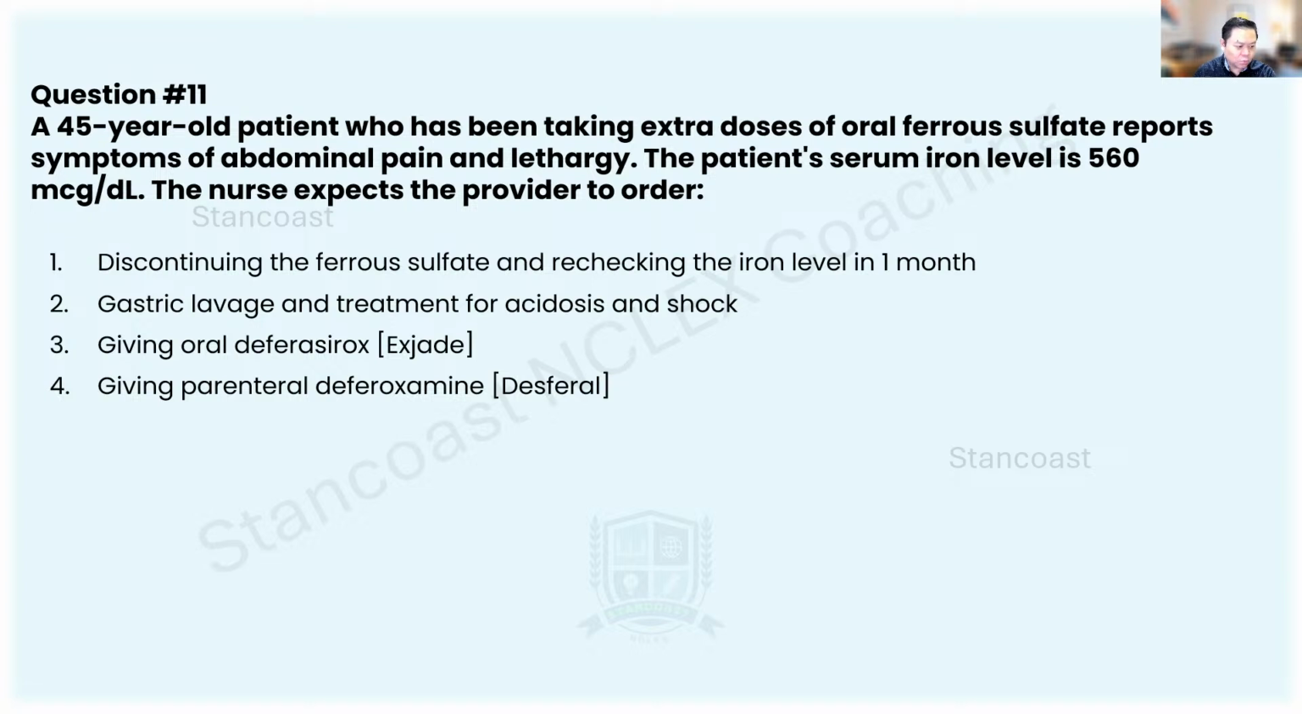Chika answered 1, which is discontinuing the ferrous sulfate and rechecking the iron level in 1 month. Guys, I want you to identify if this is an overdose or is this toxicity. Okay, recall the value of the iron. And our iron level for this patient is 560.